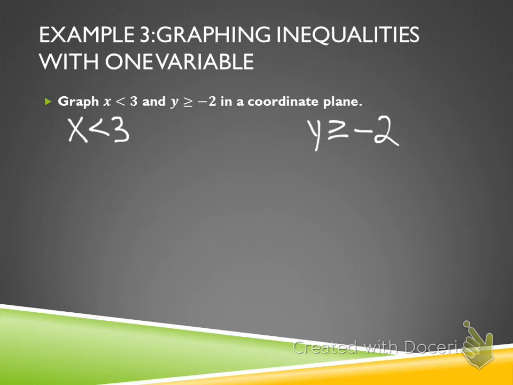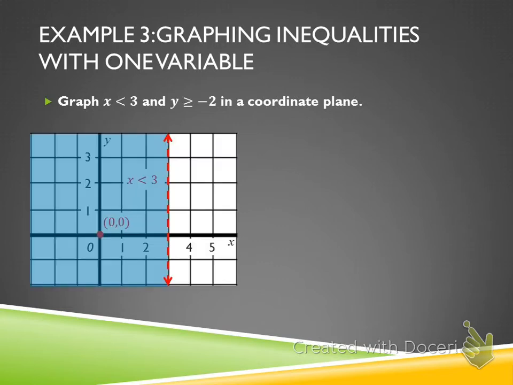In the first graph, where do you think you're going to plot your point? On the first one, on an x value of what? 3. And that's what you're going to see here. On an x value of 3, you have your line. Why did they do a dotted line? Because it's not equal to. Because it doesn't have the equal to, it's just less than. Okay? And then it's a vertical line.